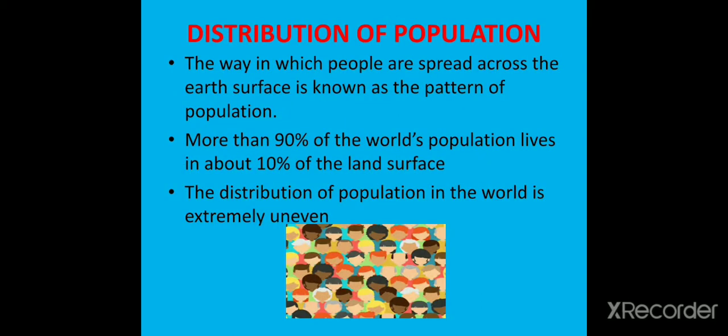Distribution of population. The way in which people are spread across the earth's surface is known as the pattern of population distribution. More than 90% of the world's population lives in about 30% of the land surface. The distribution of population in the world is extremely uneven.